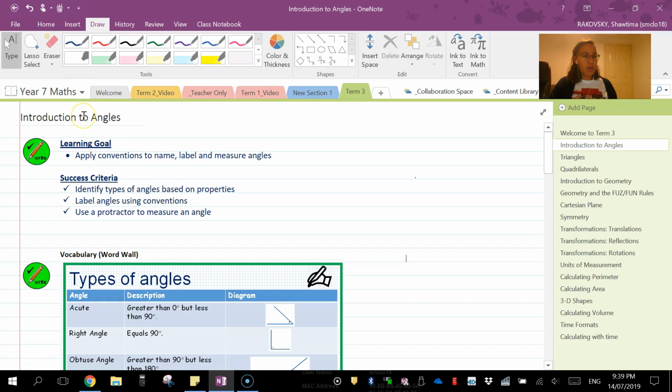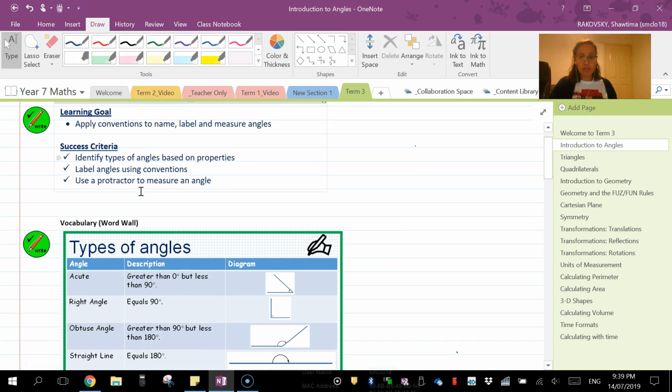Hi everyone, in this video we're looking at an introduction to angles. We're going to apply conventions to name and label your angles. We'll probably look at measuring angles in another video. To be successful, you're going to be looking at the types of features of an angle and then classifying them based on those properties, labeling them based on conventions, and again, we'll use measuring in the next video.